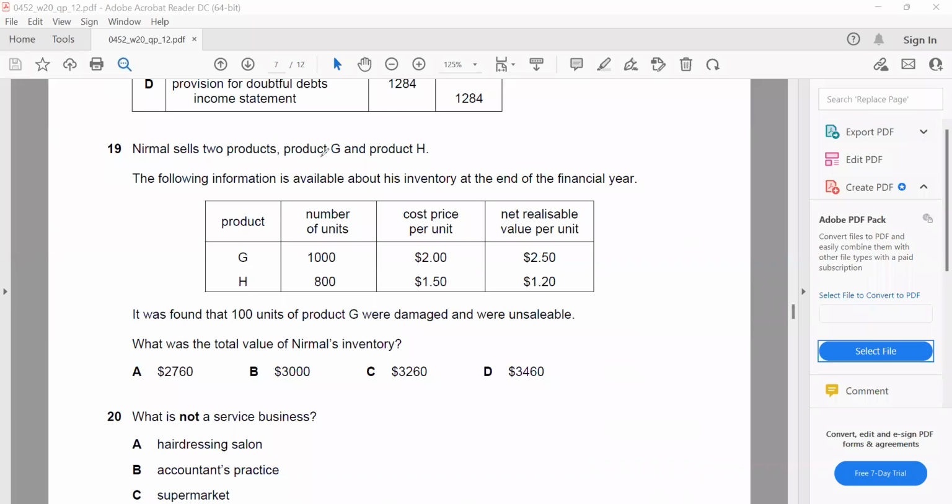Nima sells two products, G and H. The following information is available about his inventory at the end of the financial year. The quantity 1,800. So which one is lower? And here they say that it was found that 100 units of product G was damaged and were unsellable. So that means now this one has a total zero price. So this one will become 900. So which one is lower?